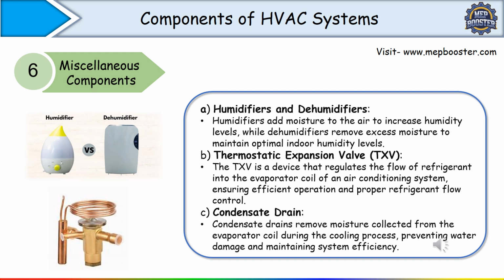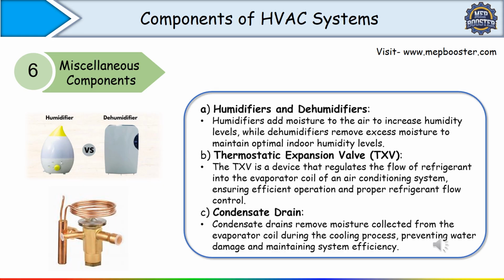Okay, so here you can see that it is written: the condensate drain removes moisture collected from the evaporator coil during the cooling process, preventing water damage and maintaining system efficiency. So the main purpose of a condensate drain is to remove excess moisture from the air conditioning system. During the cooling process, warm air passes over the evaporator coil, as all of you know, causing moisture in the air to condense into liquid water.